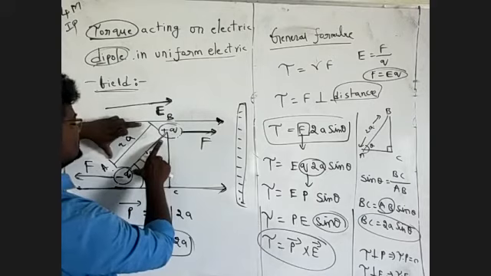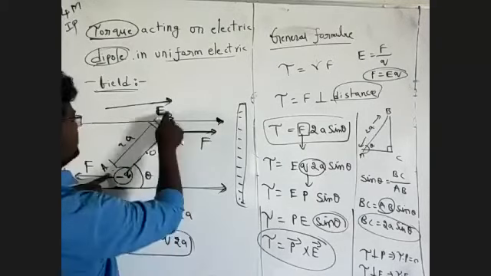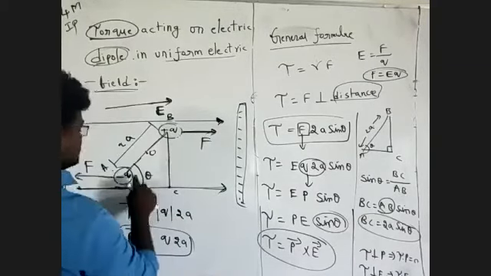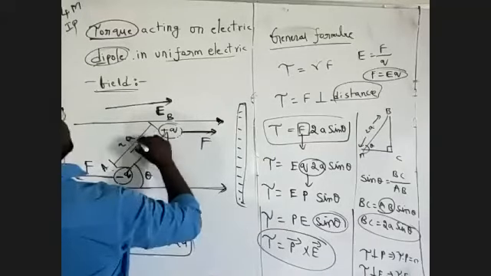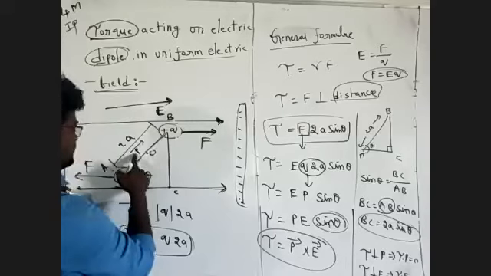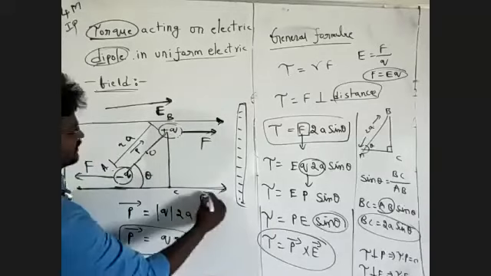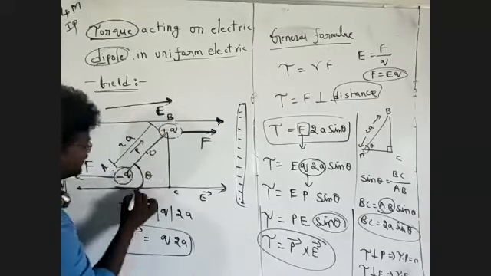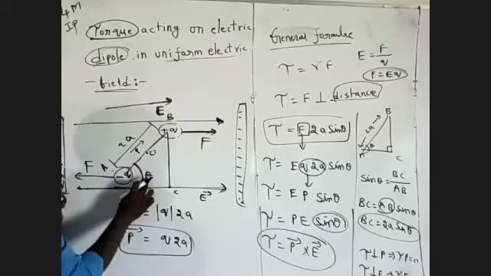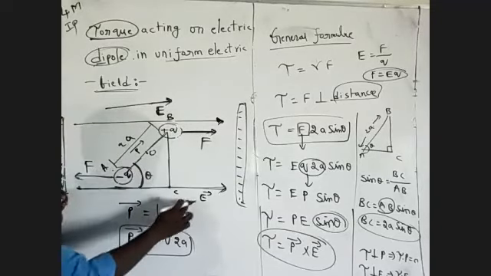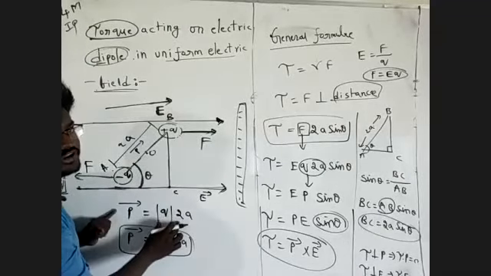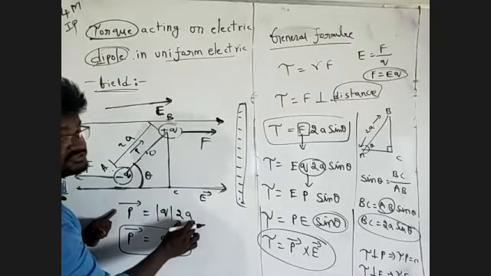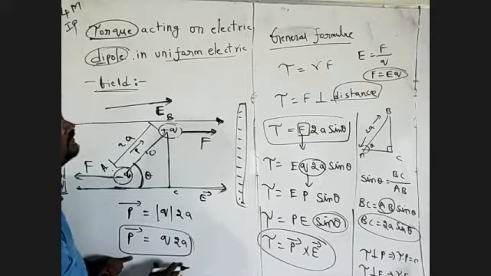The distance between the two charges is 2A. This is point A, point B. The angle between them, and this is the dipole moment P bar. Theta is the angle between P bar and E bar. Dipole moment means the magnitude of either charge times the distance between the two charges.